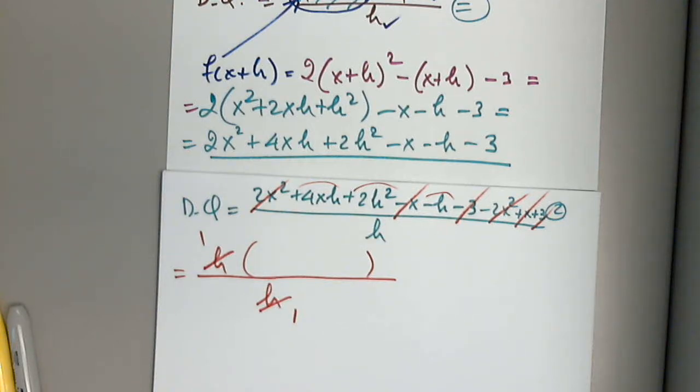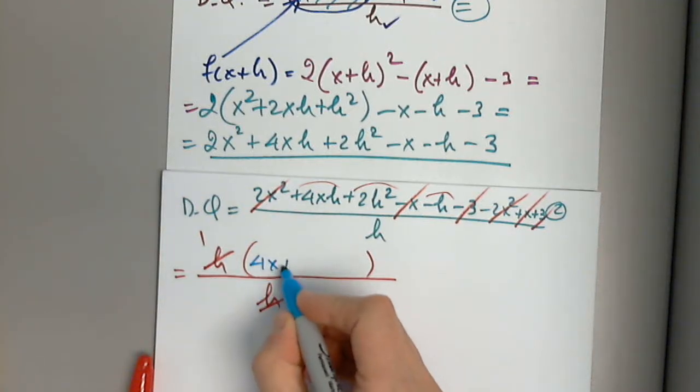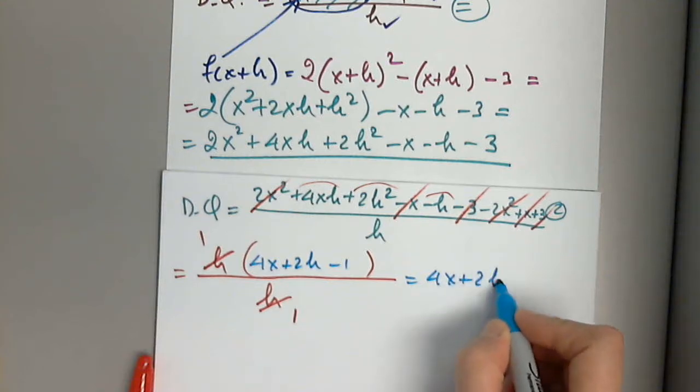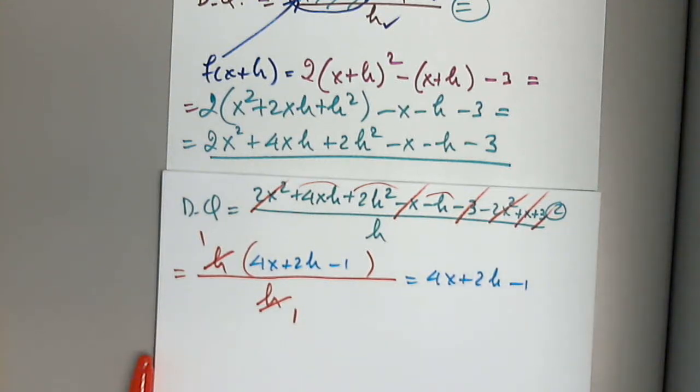So then what is left at the top, please? 4x plus 2h minus 1. And this is the final answer, 4x plus 2h minus 1. This is the difference quotient. So let's choose another function.